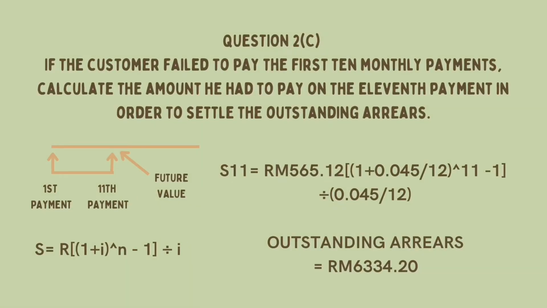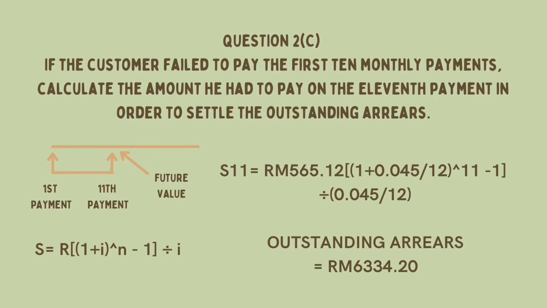Moving on to question C, if the customer failed to pay the first 10 monthly payments, calculate the amount he had to pay on the 11th payment in order to settle the outstanding arrears. Firstly, we need to draw a line which shows where the first and the 11th payment are, and then we label the future value at the 10th payment. For this question, we will use the future value.